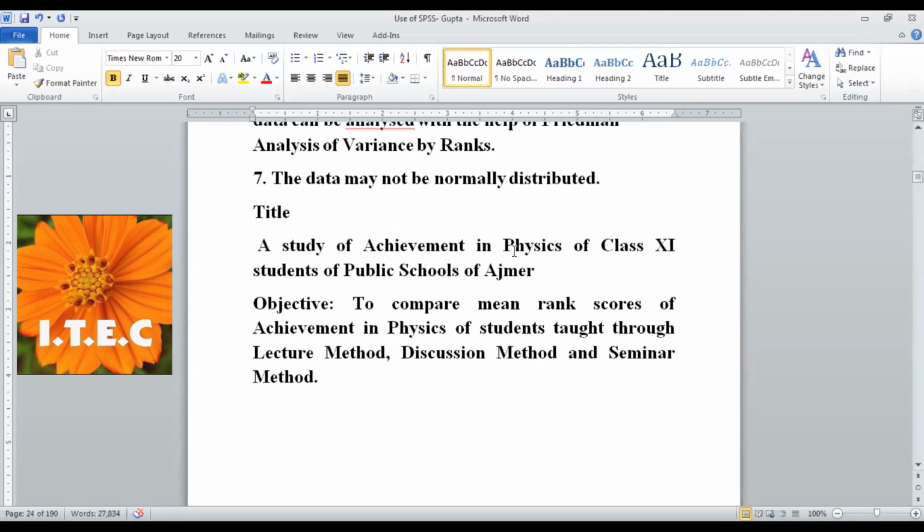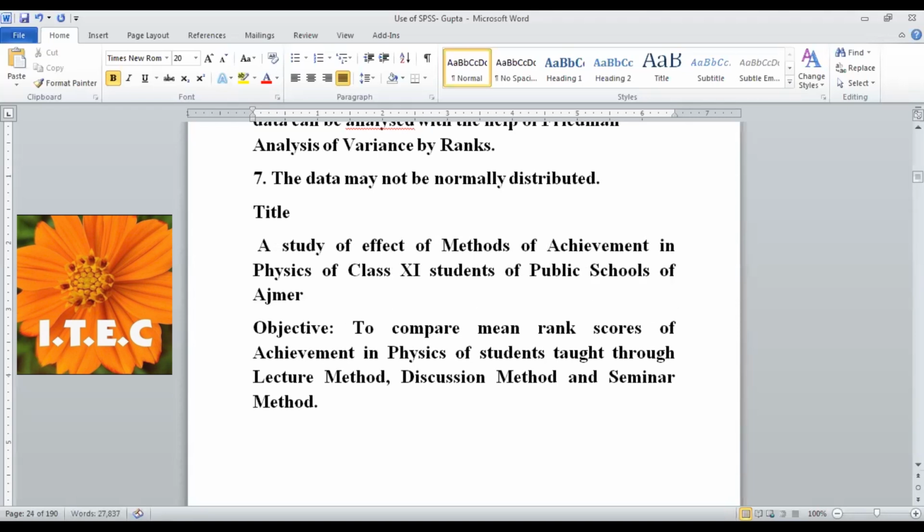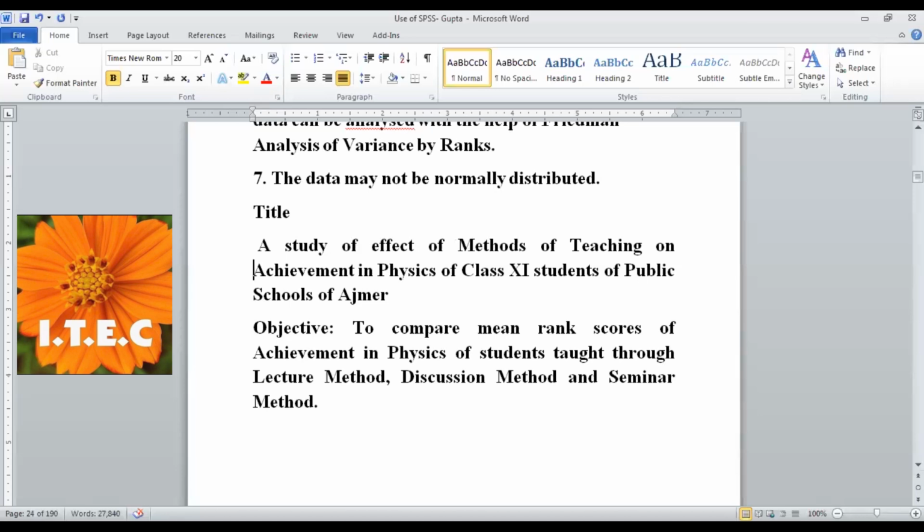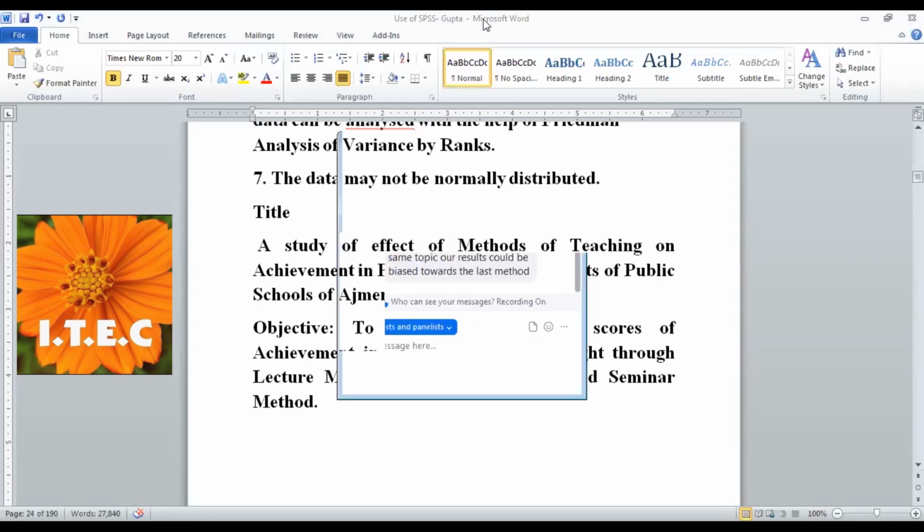It's a study of achievement in physics of class 11 students of public schools of Ajmer. No, my dear friend, if you want, then I can have a little change in the title: a study of effect of methods of teaching on... okay, we can make this change, no problem at all. Because it is an experimental study, so fine. Thank you very much. Yes.